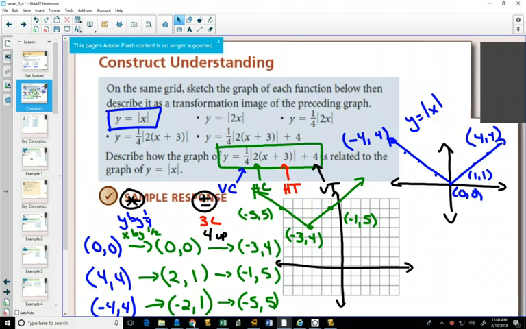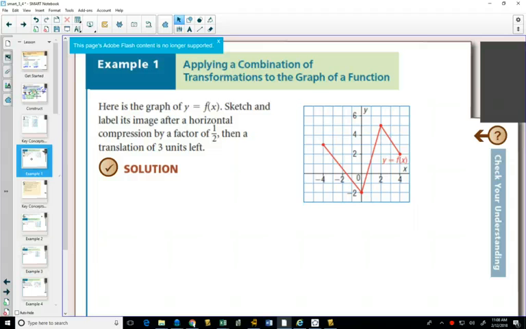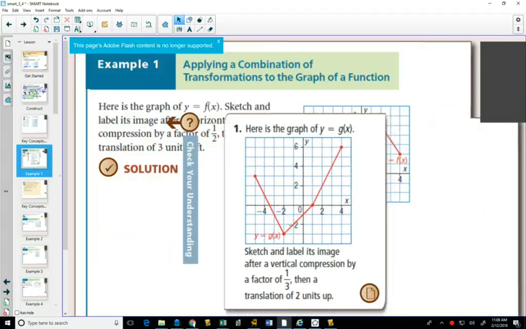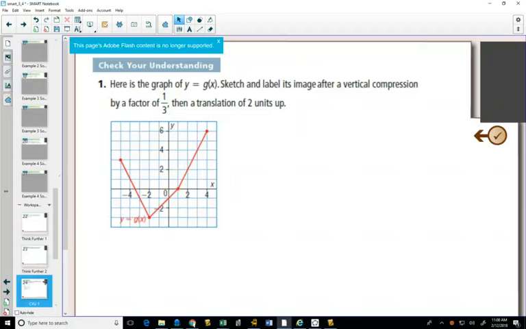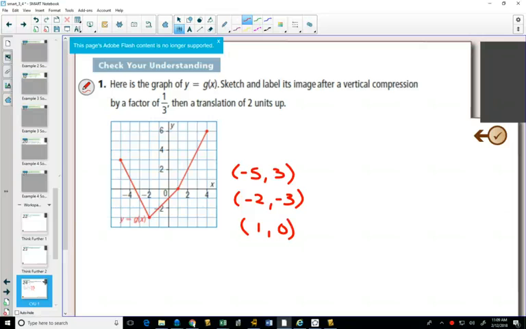We are going to move forward to example 1. They give us a graph of g of x. We want to sketch and label the graph after a vertical compression of 1/3 and a translation of 2 units up. So we're going to take all 4 of the key points on here: (-5, 3), (-2, -3), (1, 0), and (4, 6). We're going to set it up.